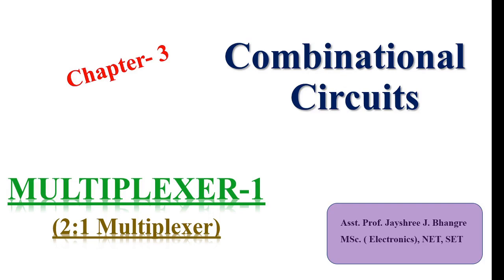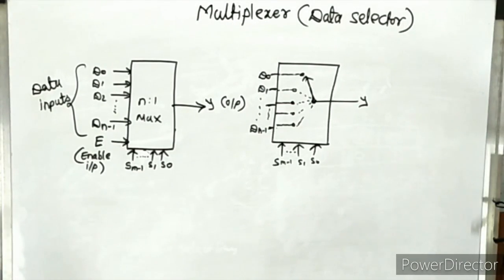Third chapter of Principles of Digital Electronics, that is combinational circuits. And in this video we are going to learn about the multiplexer circuit, that is the 2:1 multiplexer. A multiplexer is also called a data selector.